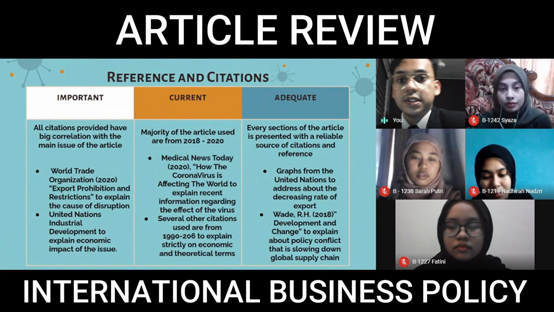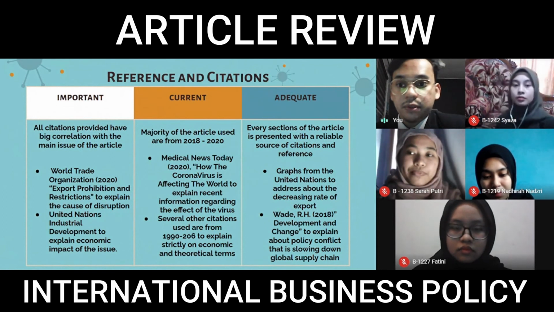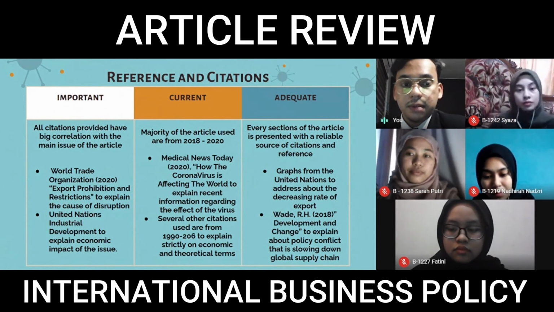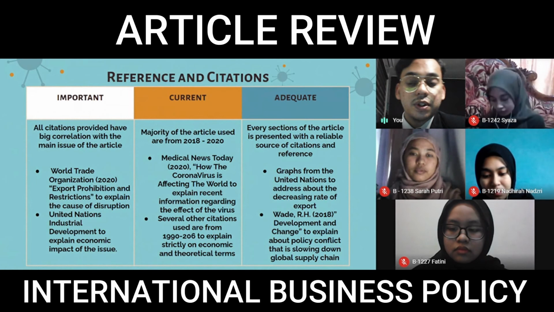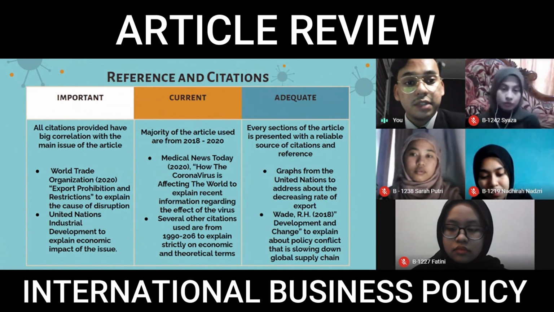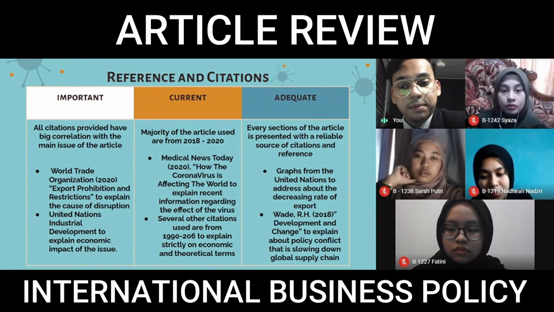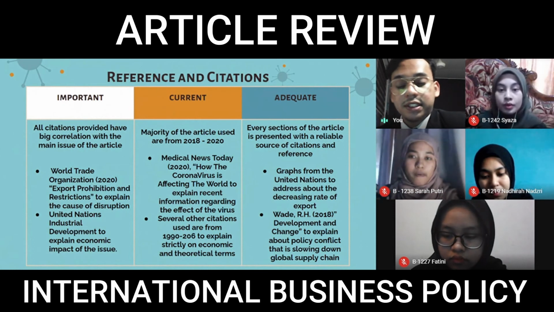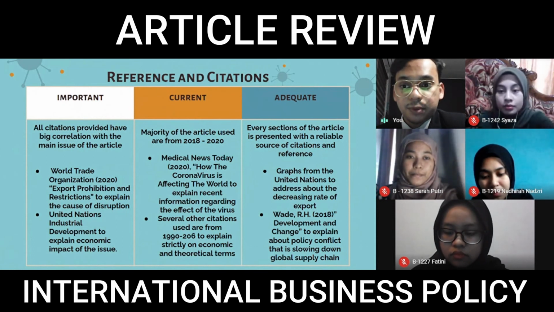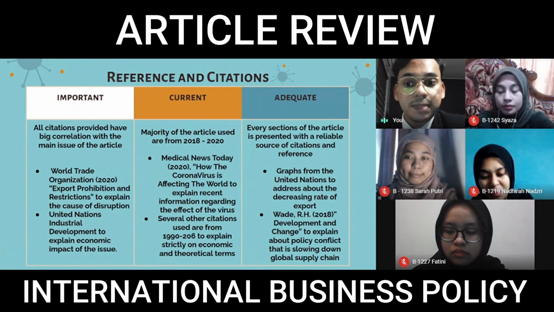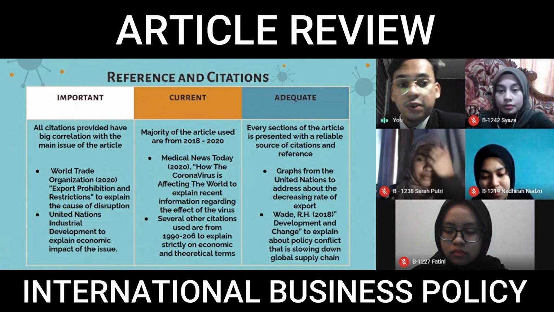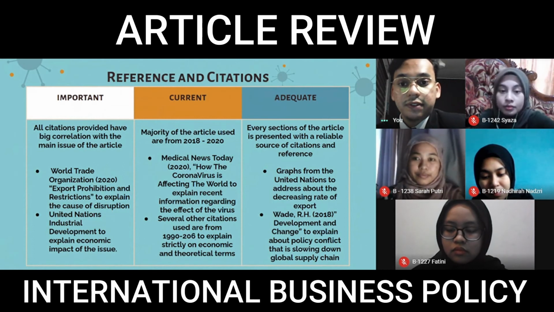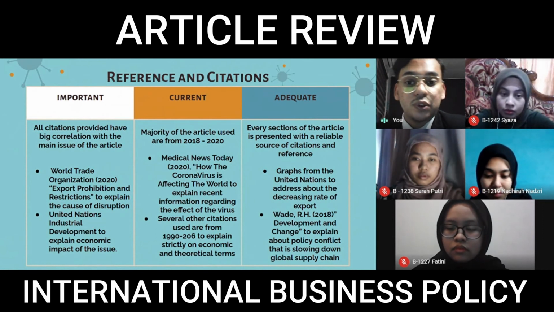Now, for the author's references and citations, the author has provided a significant amount of references and citations because all citations provided have a big correlation with the main issue of the article. For example, the World Trade Organization reference titled export prohibition to explain the cause of disruption, and United Nations Industrial Development to explain the economic impact of the issue. Other than that, the author has used current references. The majority of the references used are from 2018 to 2020.